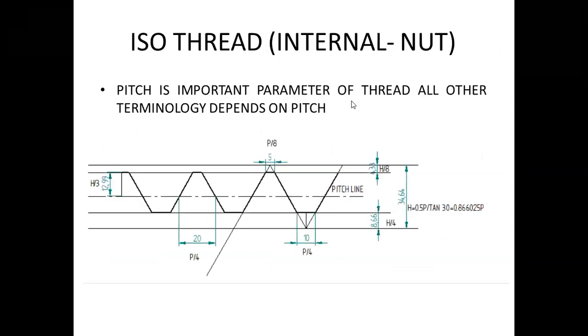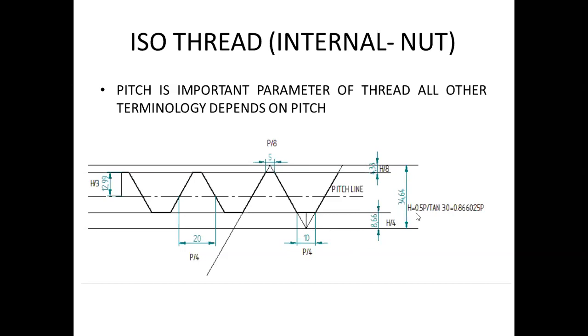The ISO thread we have already done. They will give only the pitch. Pitch is the important parameter of the thread; all other terminologies depend on pitch. Here you see the pitch, P. The pitch for this drawing is given as 40. This is the distance between this root and crest. The distance between root and crest is designated by the H value.